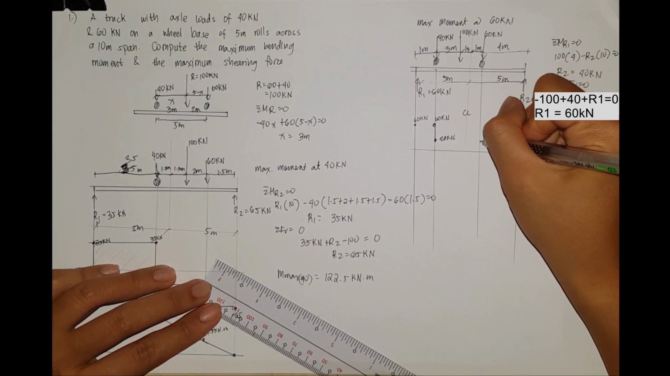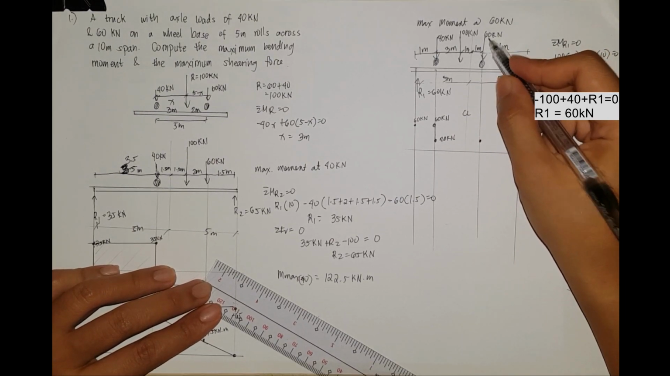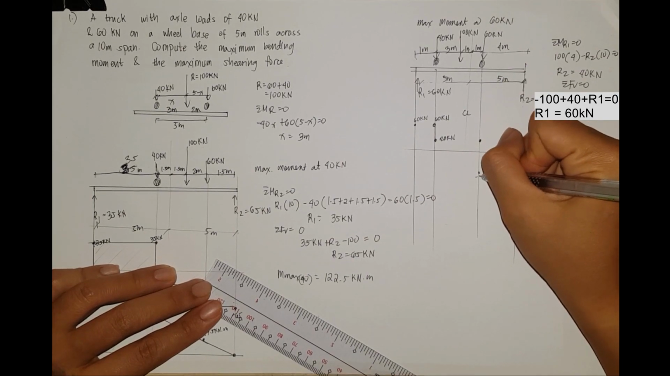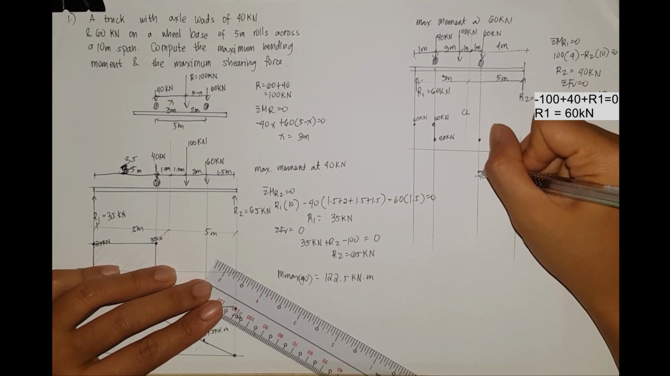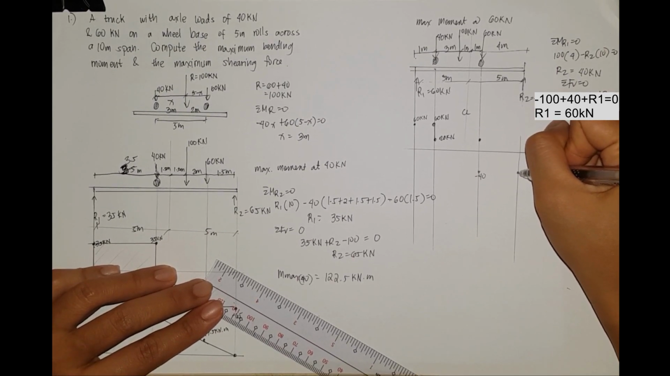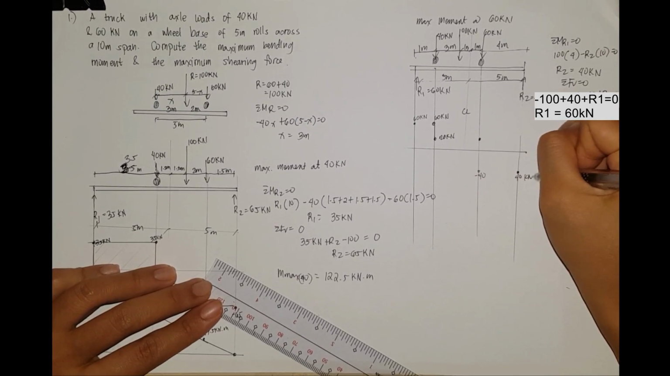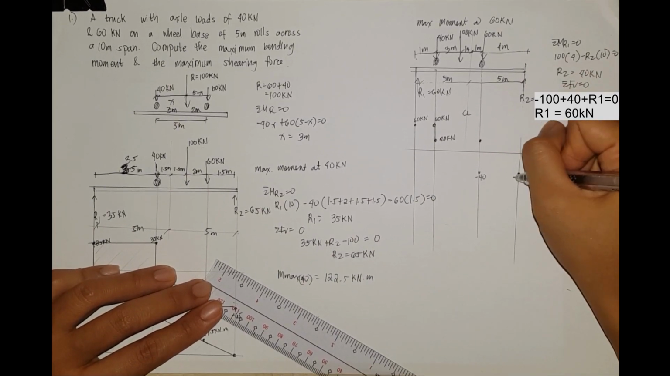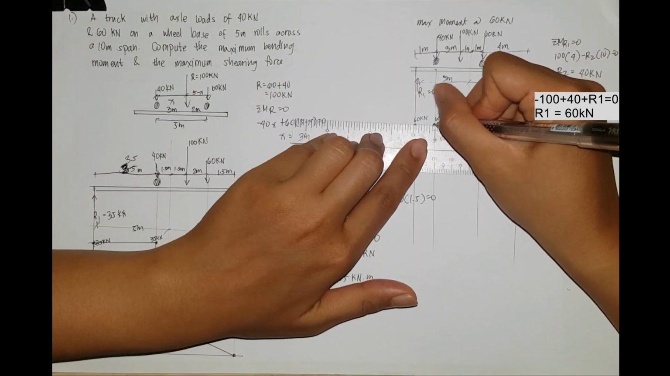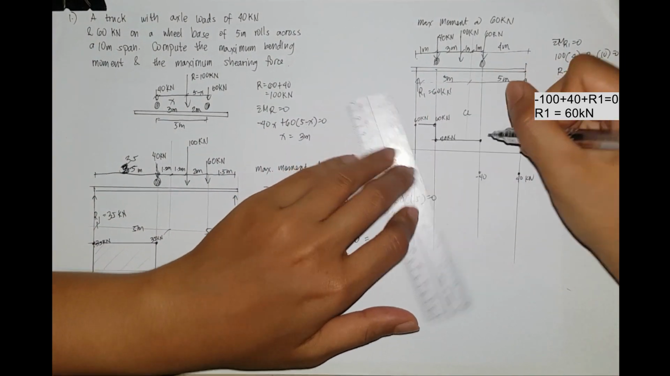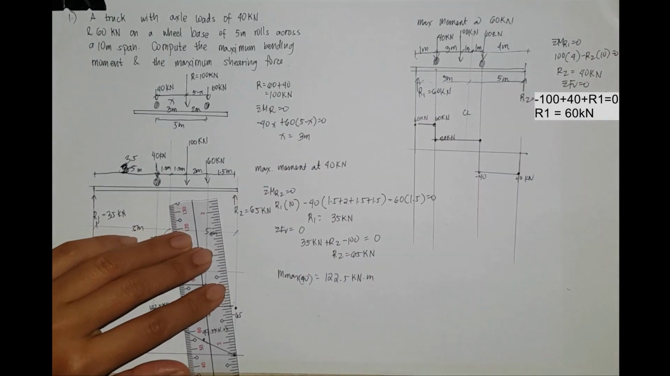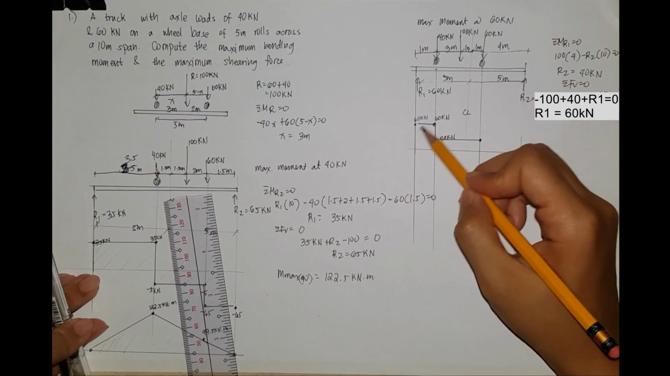Wala din. So, 20. Do we have a concentrated load? We have. So, 20 minus 60 is equal to negative 40. And then, do we have an area here? Wala. So, 40 kilonewton. So, negative 40 plus 40, so magiging 0 or mag-close yung ating shear diagram. So, ito na yung itsura ng ating shear diagram. This is our shear diagram.